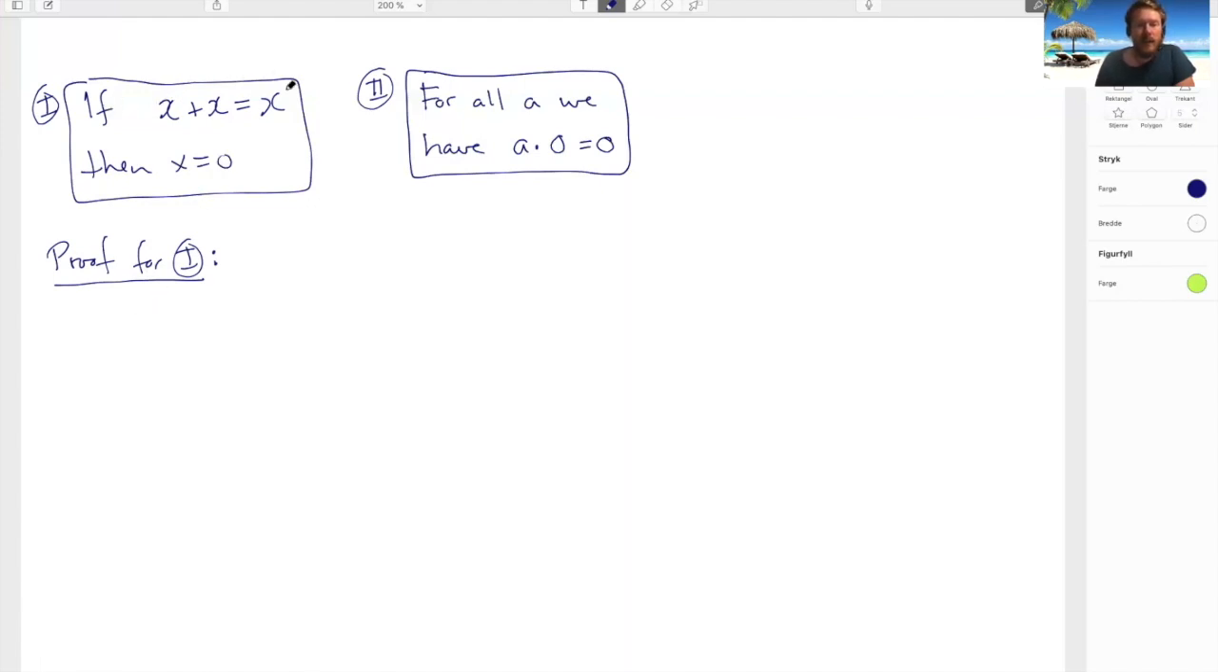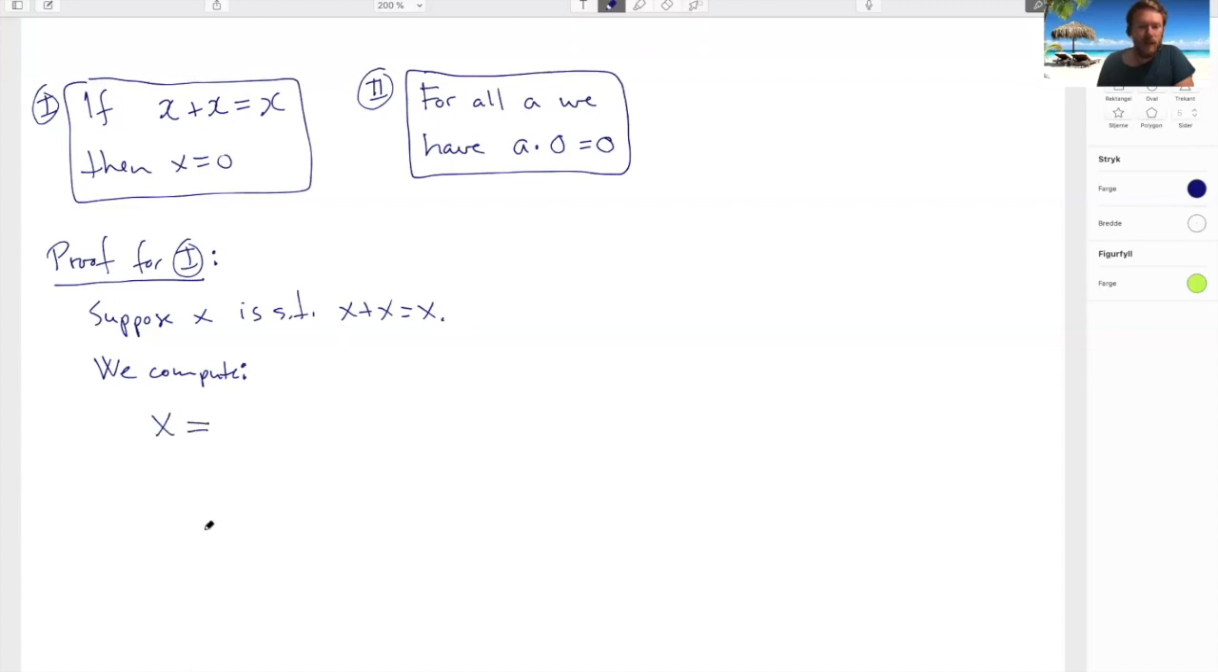Well, since I'm writing if x plus x is equal to x, it means I can assume this. So suppose x is such that this holds. Now x is supposed to be a real number. It has this property, but also satisfies everything else we know about real numbers, in particular the axioms. So we can make the following chain of equalities. Let's write: we compute. I want to show that x is 0. So let's do a chain of equalities that starts with x and ends with 0.